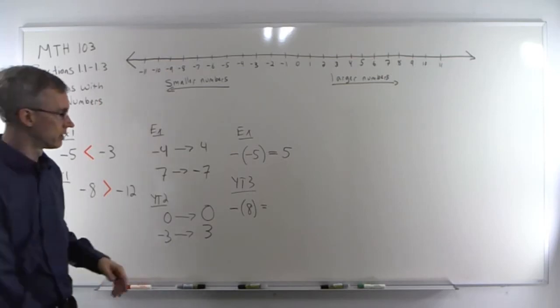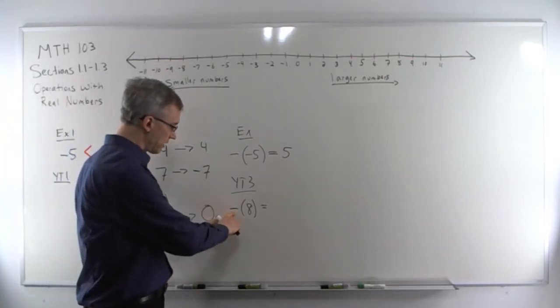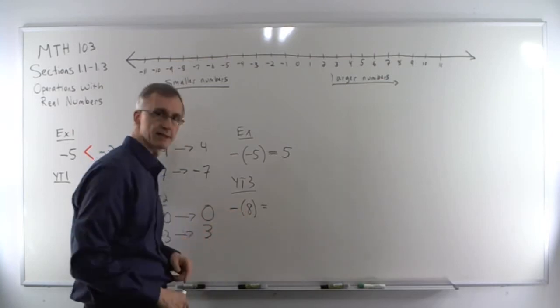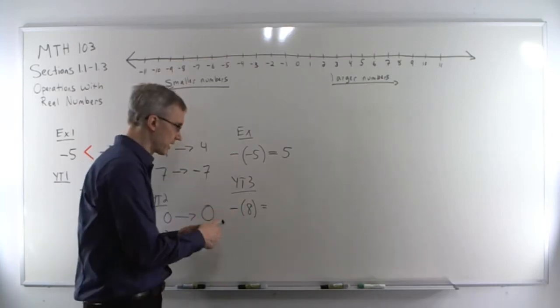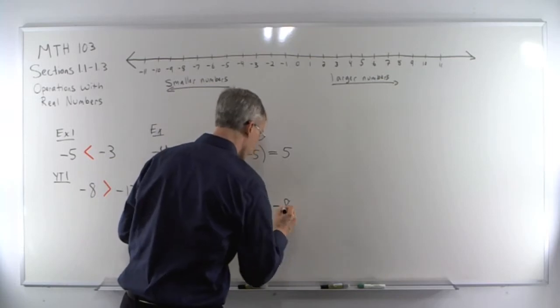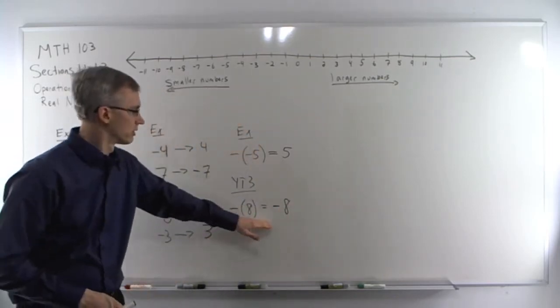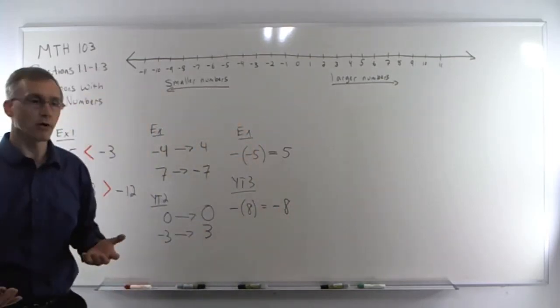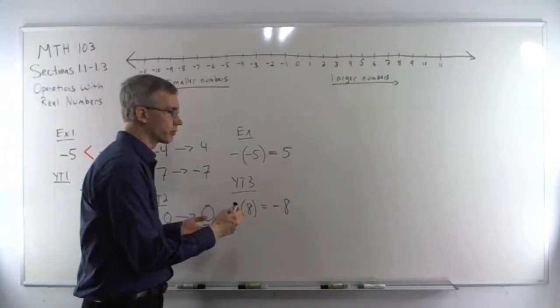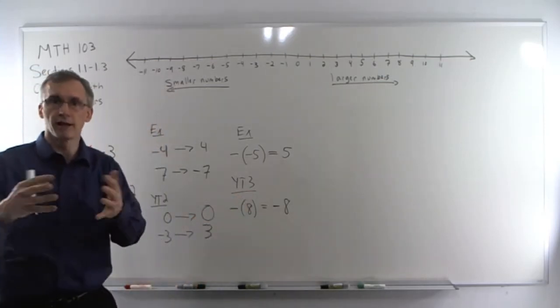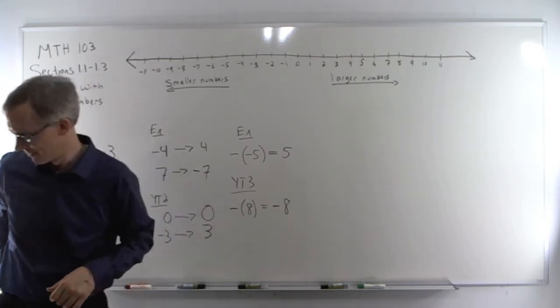All right, so with this one, putting the negative outside, we're going to get the opposite of what's inside the parentheses, and the opposite of what is inside those parentheses is negative 8. So those two things are equivalent. And it's going to be really important to recognize which things are equal to each other, because we're going to be manipulating these things all throughout this class.